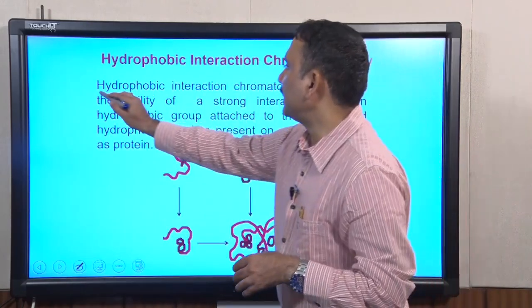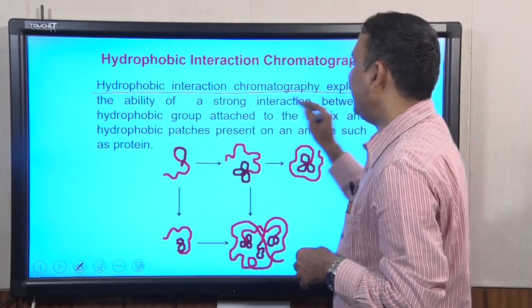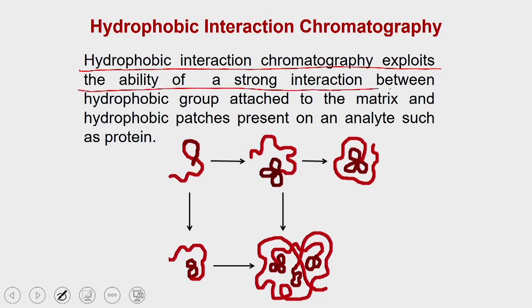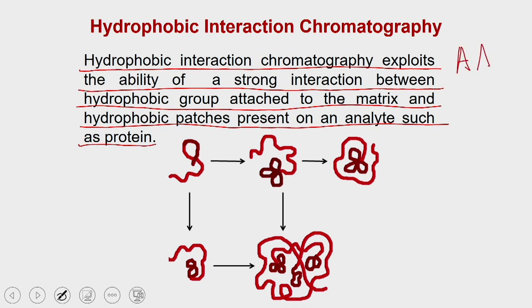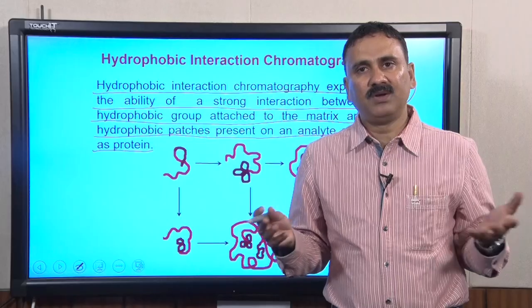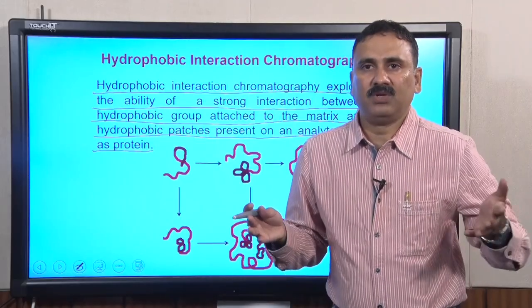So hydrophobic interaction chromatography exploits the strong interaction between hydrophobic groups attached to the matrix and the hydrophobic patches present on the analyte, such as the protein. As we discussed in the past, the protein is made up of amino acids, and these amino acids are of diversified nature. They could be positively charged amino acids, negatively charged amino acids, non-polar amino acids, polar amino acids, and hydrophobic amino acids.